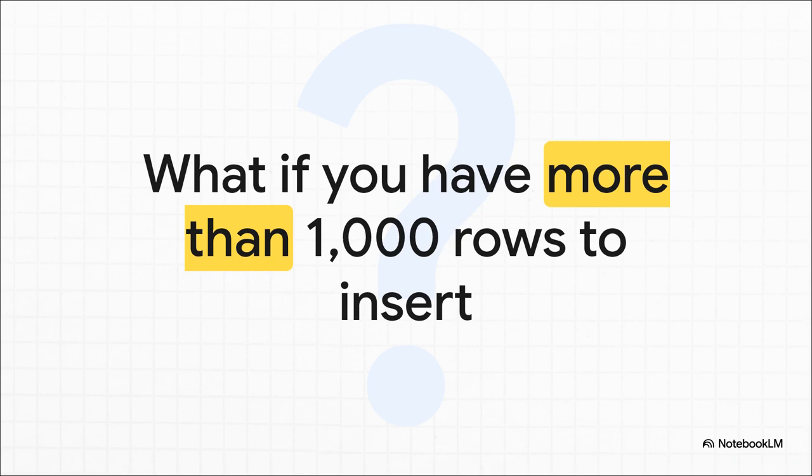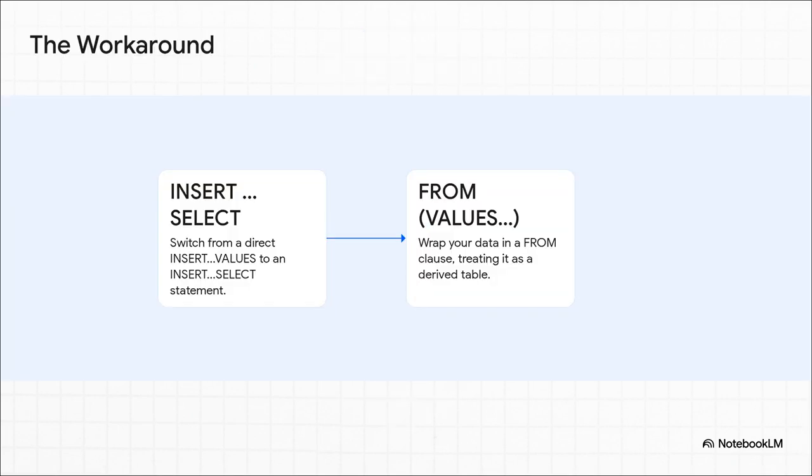So what does that mean? Are we stuck? If you've got, say, 5,000 rows to insert, do you have to go back to the bad old days of looping or writing 5 separate statements? Nope, not at all. There is a really slick workaround for this. Instead of a direct insert values, you switch it up to an insert select. You take that exact same list of values, but you wrap it inside a from clause. By doing that, you're basically telling SQL Server, hey, treat this list of values like it's a real table. And that little trick completely sidesteps the 1,000 row limit.